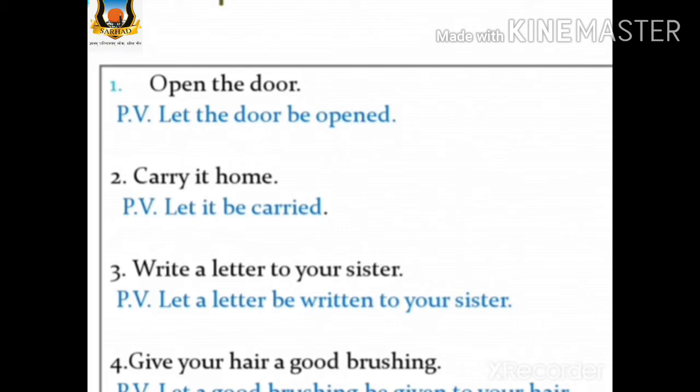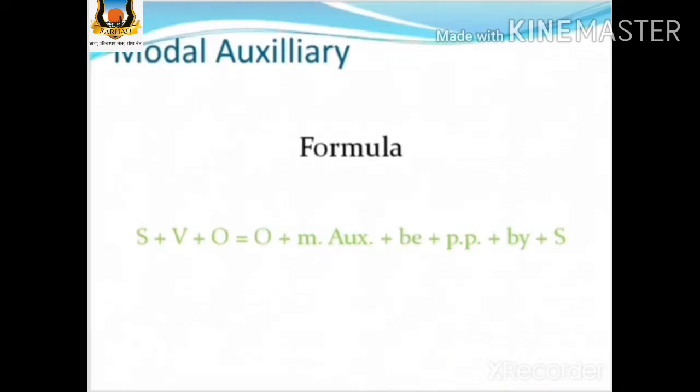Now let us see another type of sentences, modal auxiliary sentences. Listen students, as with tenses and imperative sentences, when modal auxiliary sentences come and you have a question like convert into the passive voice, a formula is required. And what is the formula for this? Look here: subject plus verb plus object is equal to object plus modal auxiliary verb plus be plus past participle of the verb plus by plus subject.